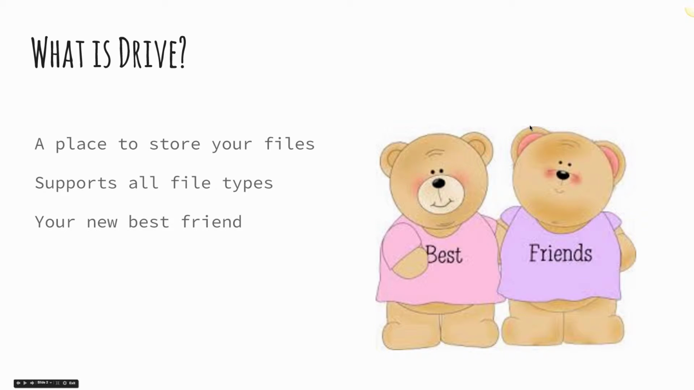You could create, for example, an Adobe Photoshop file. You can't look at it in Drive. You can download it from Drive, and you can save it in Drive. So it supports everything, just like a floppy disk or a CD-ROM. It's just a different version of that. Of course, it's also your new best friend.